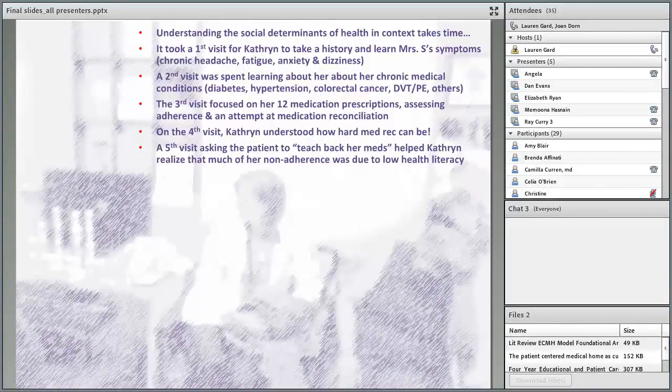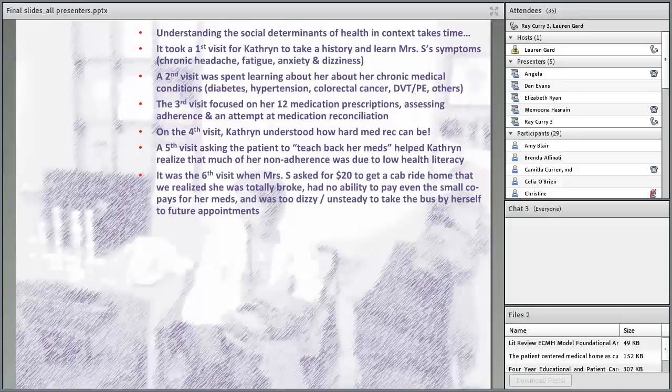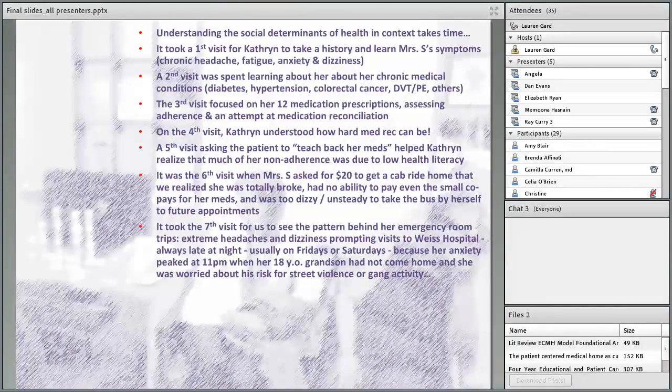On the 5th visit, Catherine focused on teach-back, tried to really dive into the health literacy issues with this patient and slowly improve the understanding of these medicines. On the 6th visit, when Catherine was finishing her 3rd year, Beatrice asked us for $20 to get home, and it was that clinic visit where we really realized just how much her finances and her home situation were impacting a lot of her adherence and a lot of her medication issues.